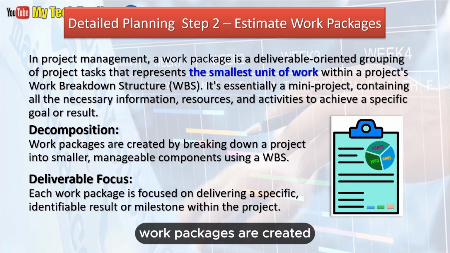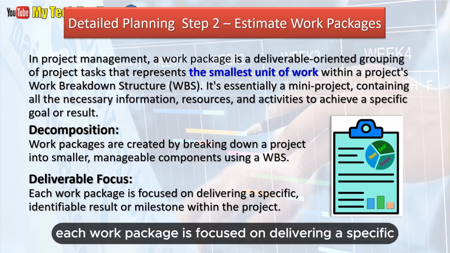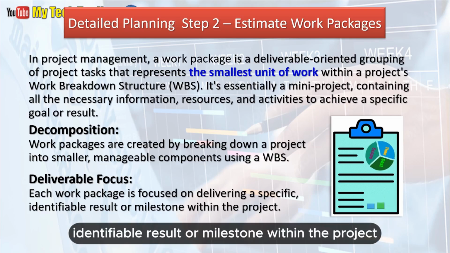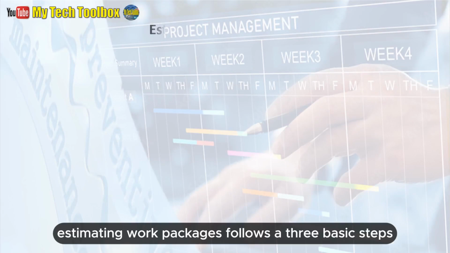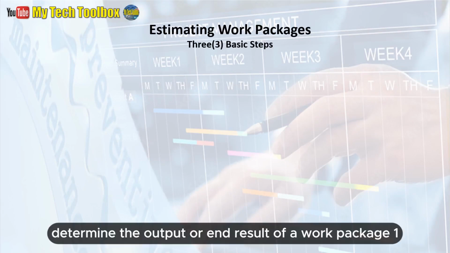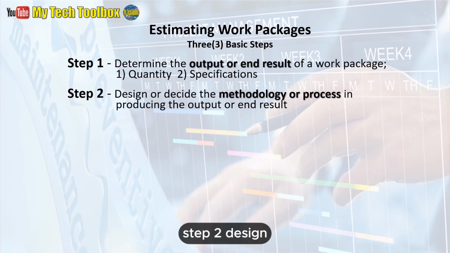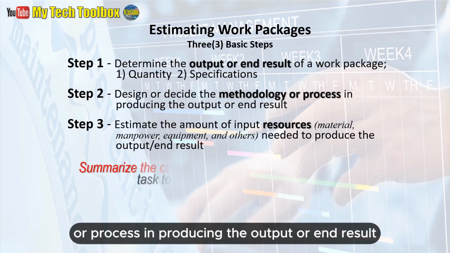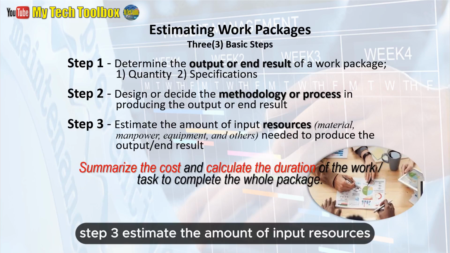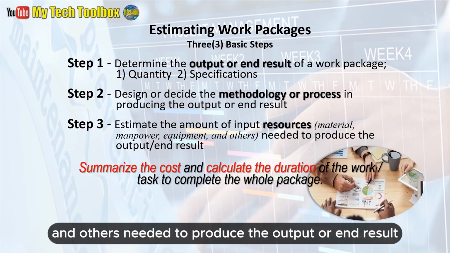Work packages are created by breaking down a project into smaller, manageable components using a WBS. Each work package is focused on delivering a specific, identifiable result or milestone within the project. Estimating work packages follows 3 basic steps. Step 1. Determine the output or end result of a work package. 1. Quantity. 2. Specifications. Step 2. Design or decide the methodology or process in producing the output or end result. Step 3. Estimate the amount of input resources, material, manpower, equipment, and others needed to produce the output or end result.